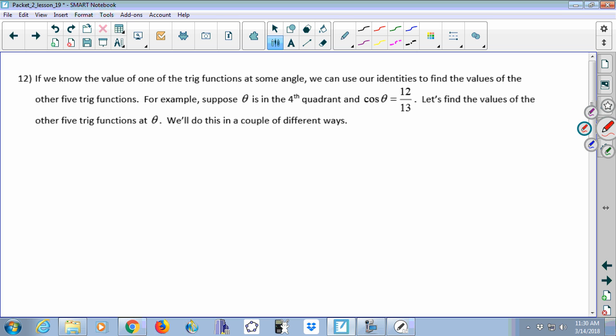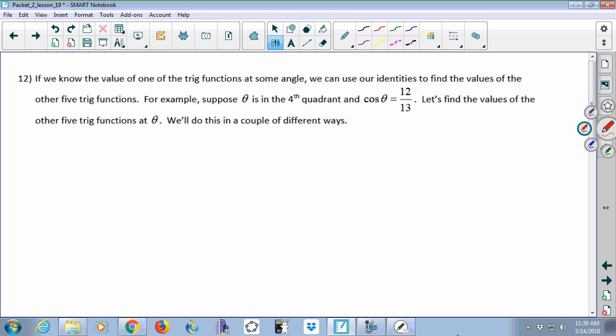Okay. So let's get started with this, because a lot of your lesson activities is going to look like this. So if we know the value of one of the trig functions at some angle, we can use our identities to find the values of other 5 trig functions. Did I not give you the Python? I know, we're still not done yet. I'm going to do this quick. I'm just going to start it because I want to give you time to work, and I'm tired of talking. To find the values of the other 5 trig functions.